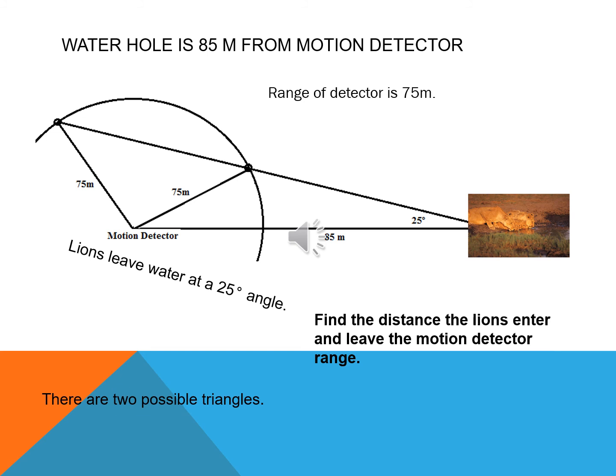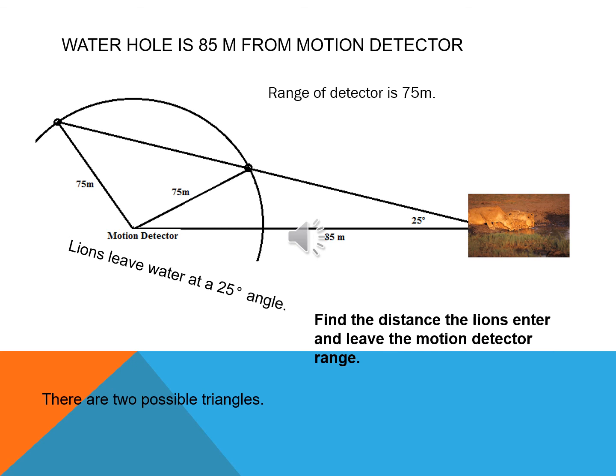So the lions leave the watering hole, and they leave at an angle of 25 degrees from where the motion detector is. The watering hole was 85 meters from the motion detector. So we've got a length of 85 meters as one side of the triangle and an angle of 25 degrees. The motion detector detects motion in a circle of radius 75 meters.